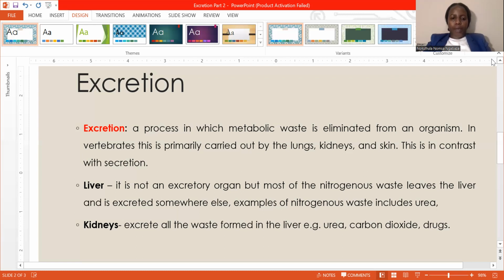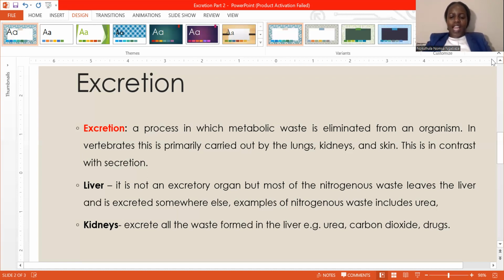From now onwards, we're going to start looking at the different organs that are responsible for eliminating waste from our body. The first one that we have there is the liver. I did mention that the liver is not an excretory organ. What we're simply saying is that the liver does not directly excrete all the nitrogenous waste. But the liver can break down compounds known as nucleic acids.